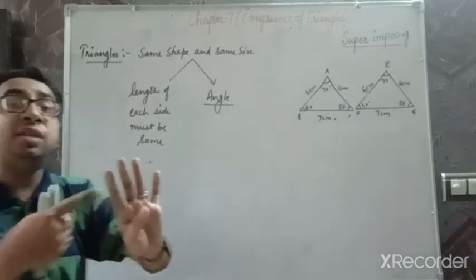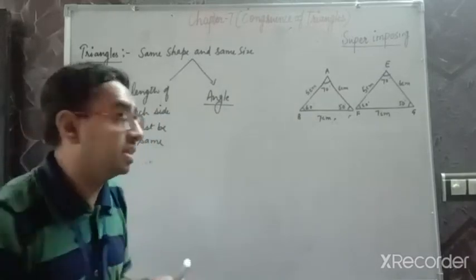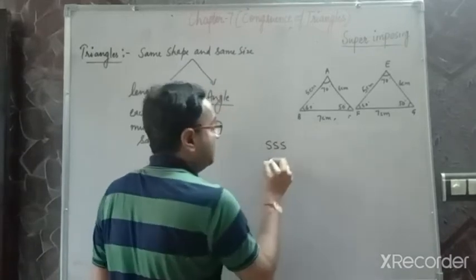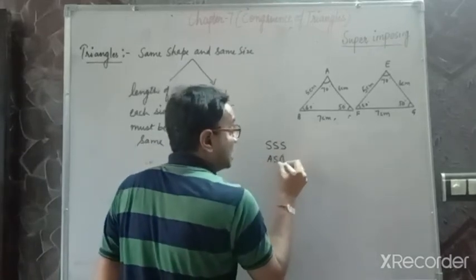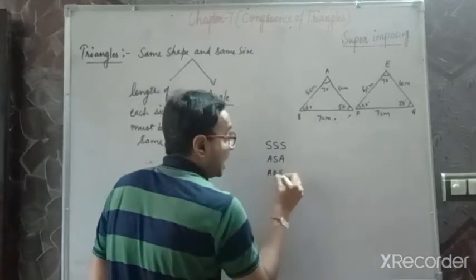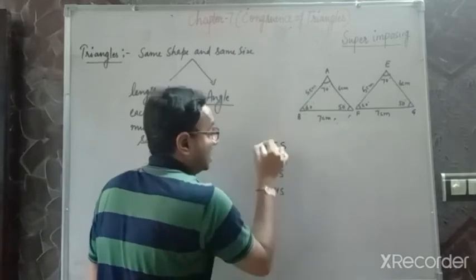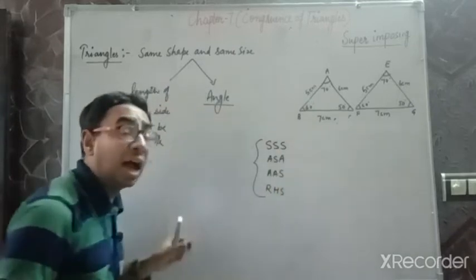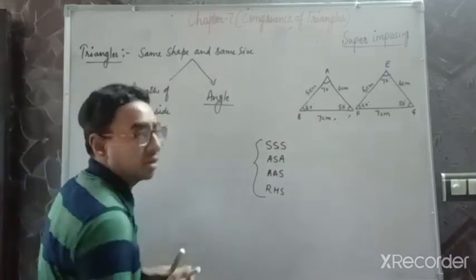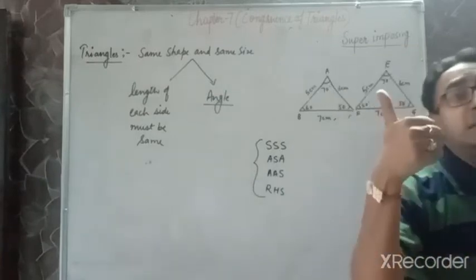Which we will study in the further classes, on the basis of which we will divide the congruency, like SSS, side side side congruency, angle side angle congruency, and RHS congruency, right angle hypotenuse side congruency. These four types will be studied in coming classes. So two triangles need to be congruent in terms of what? In terms of sides and angles.